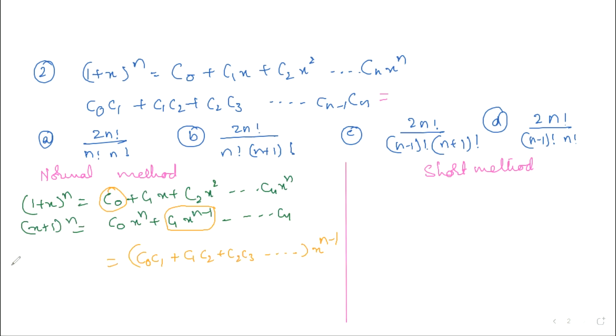So in order to find the value of this, we need to find the coefficient of x to the n minus 1 in the product on the left hand side, that is (1 plus x) whole power 2n. And we already learned how to find a particular coefficient in an expansion. That would directly give 2nC(n minus 1).